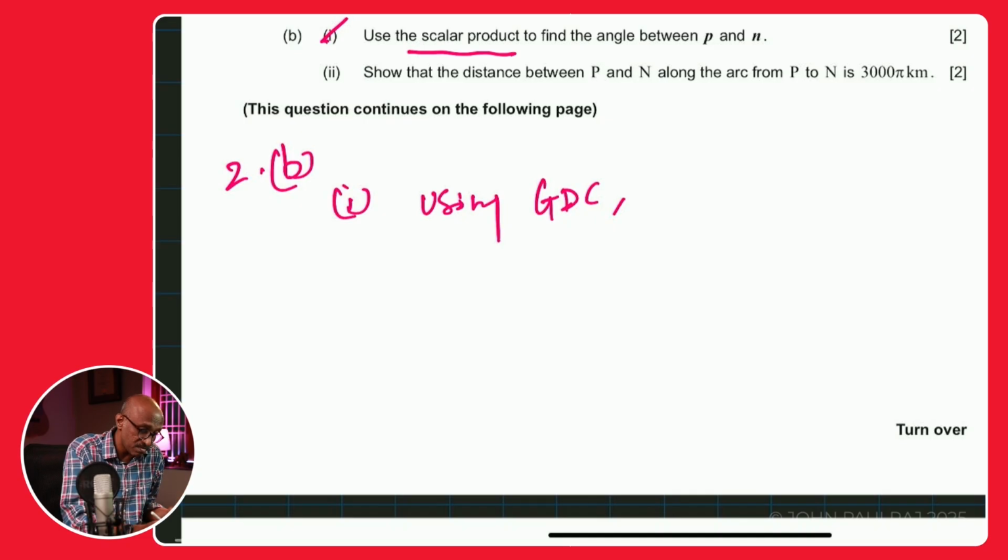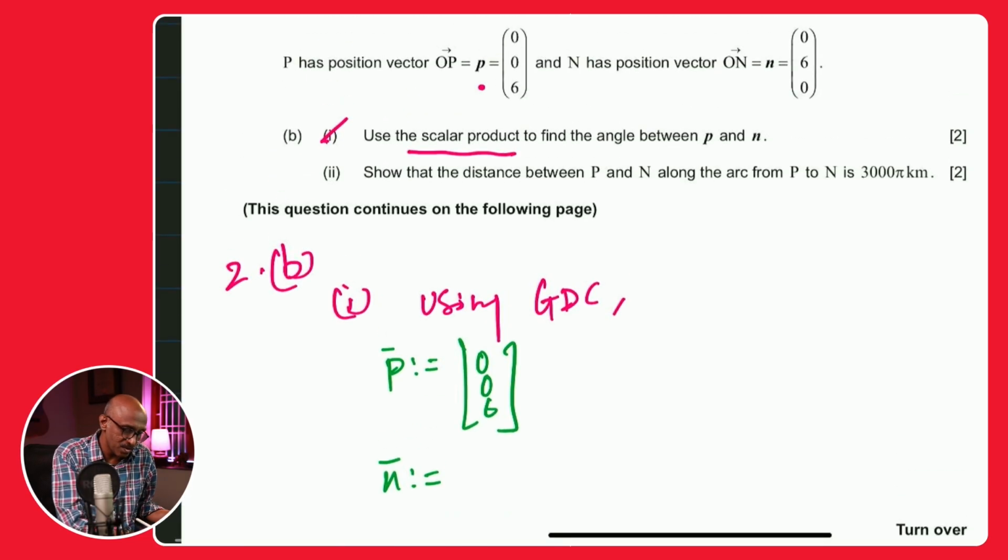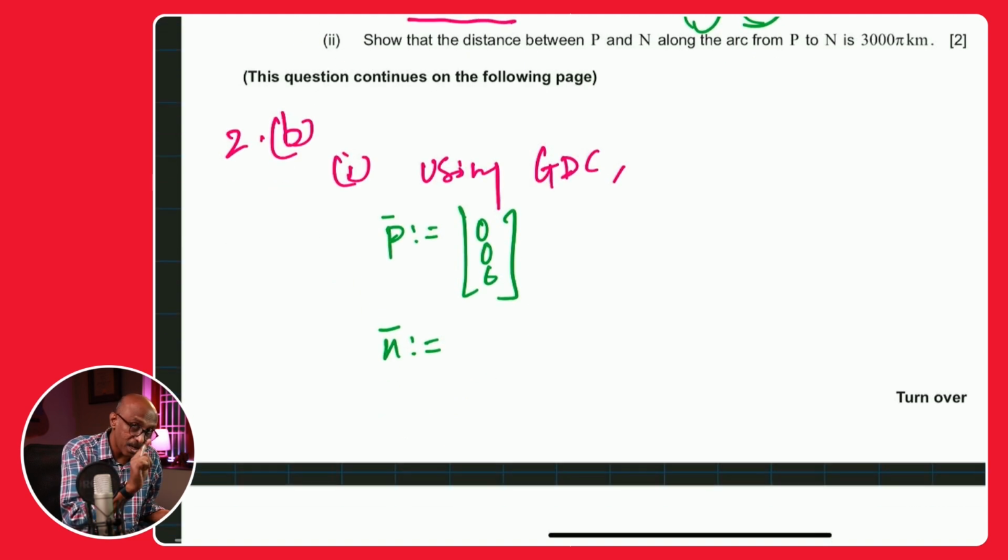Using GDC, you can just put it there, right? So you can say using GDC, you defined p as a vector 0, 0, 6, and the vector n as, because we are writing on paper, make sure that you use that bar. It's a vector. Otherwise, on the print, it will show as bold, right? So these are small things. Please pay attention to that. When it's printed, it'll show as bold. But when you're writing, make sure that you're writing the bar because that's a vector.